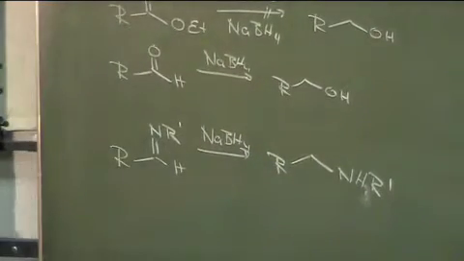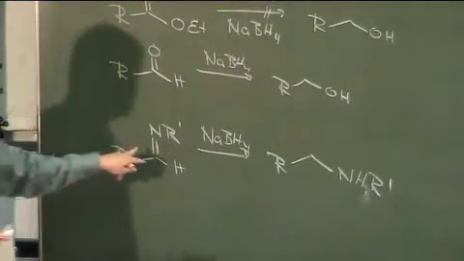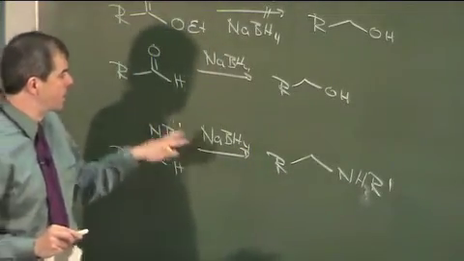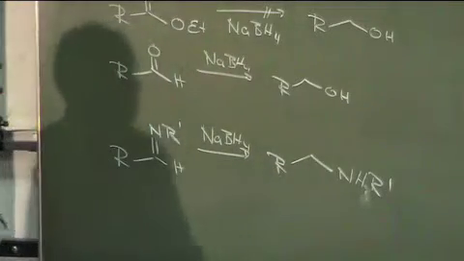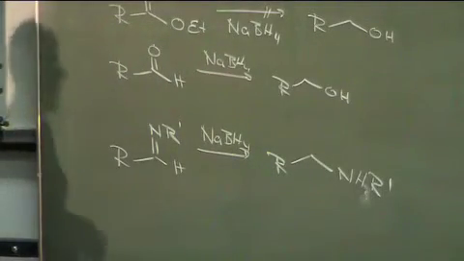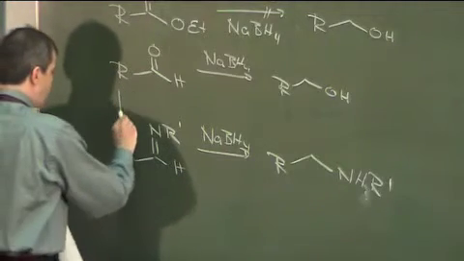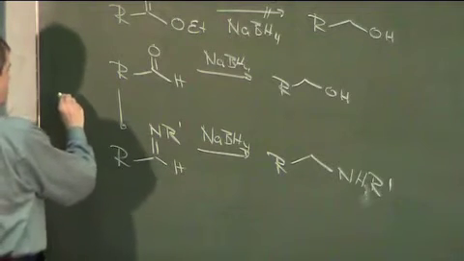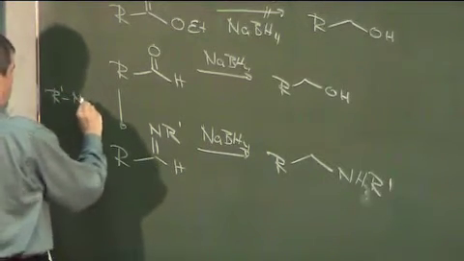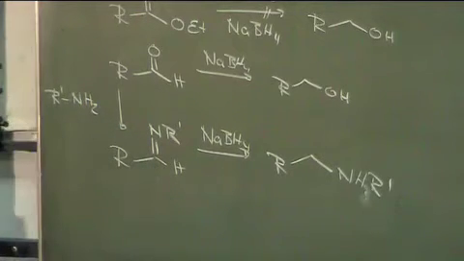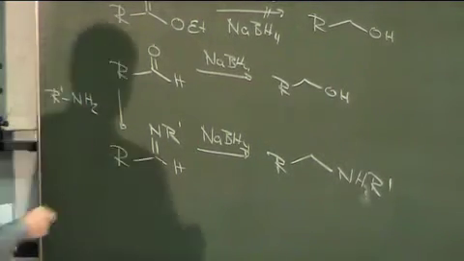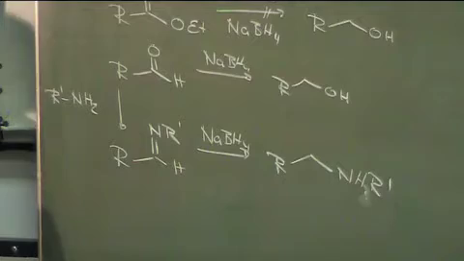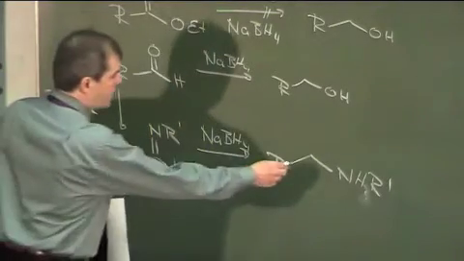Which should give you the corresponding amines. And this reaction here is very, very important because it gives you a way to introduce an amino functionality from readily available carbonyl compounds. And so typically what you want to do is you take your carbonyl compound, you convert it with an amine to an imine, and then you're going to reduce it with a mild reducing agent to the amino group.